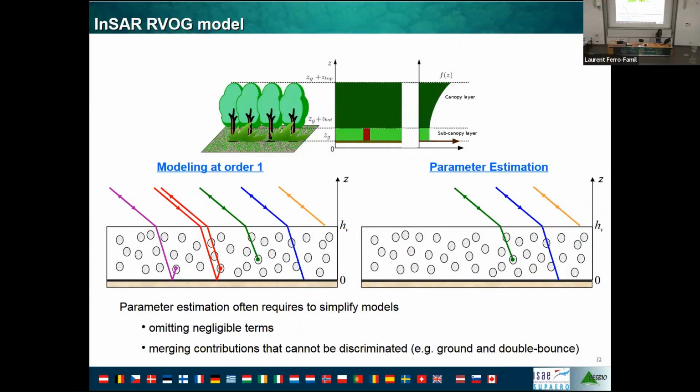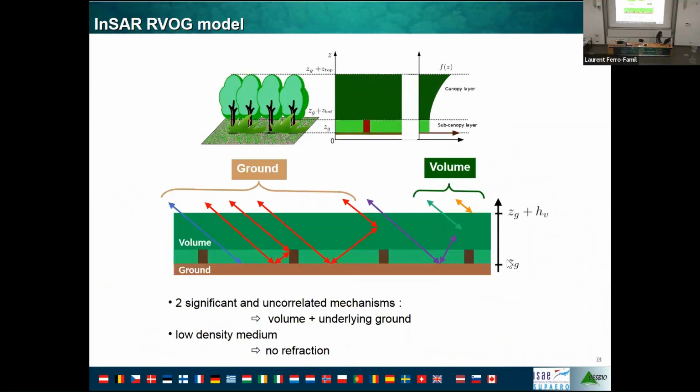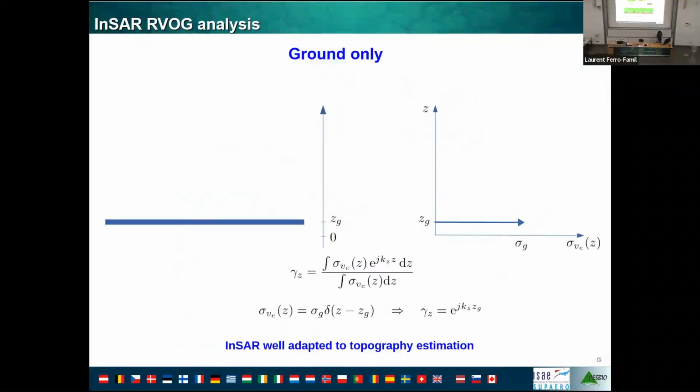For us it is a response from the ground and a response from the canopy. And there is no refraction inside the medium because it is a low density medium, and this is reasonable. We don't see any refraction effect in tomograms. Over snow, we see it, but over forest, we don't experience it. And we are going to consider a response from the ground and one from the canopy.